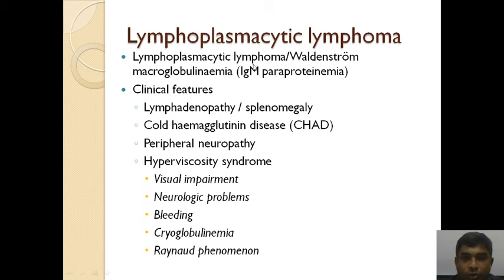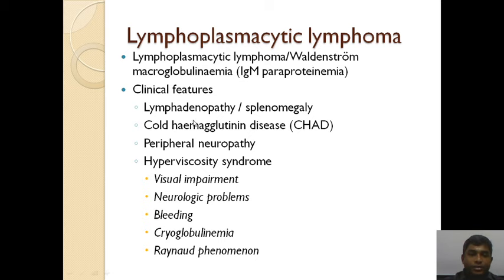So there are two terminologies: lymphoplasmacytic lymphoma, which is the lymphoma involving cells having different morphology including plasma cells and lymphocytes, and there is something called Waldenstrom macroglobulinemia. This is a specific subset of lymphoplasmacytic lymphoma in which in addition we have this IgM paraprotein. So these lymphoma cells secrete IgM, which is IgM type of paraprotein, whereas in most other lymphomas the paraprotein is usually IgG.